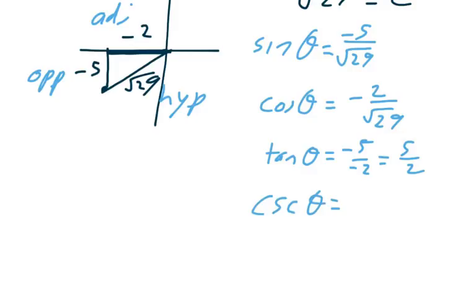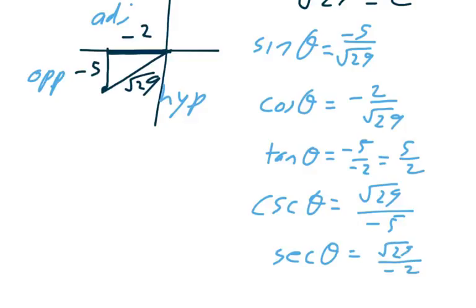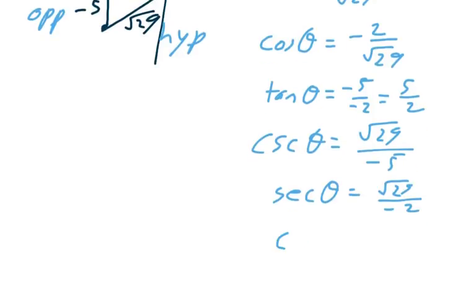Cosecant theta, square root of 29 over negative 5. Secant of theta is equal to square root of 29 over negative 2. And the cotangent of theta is equal to 2/5.